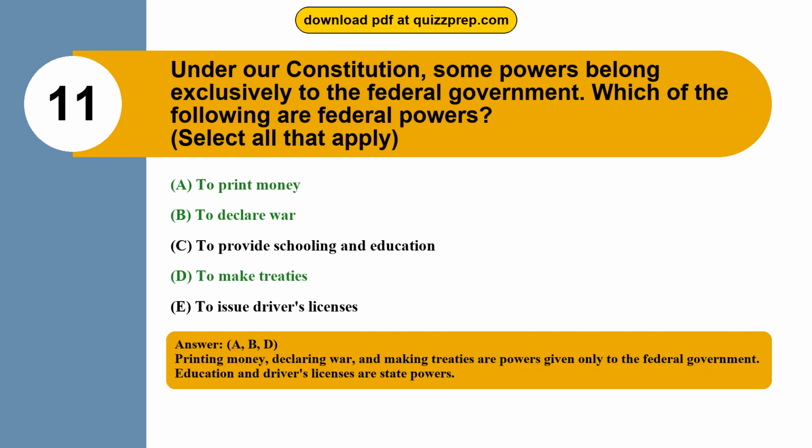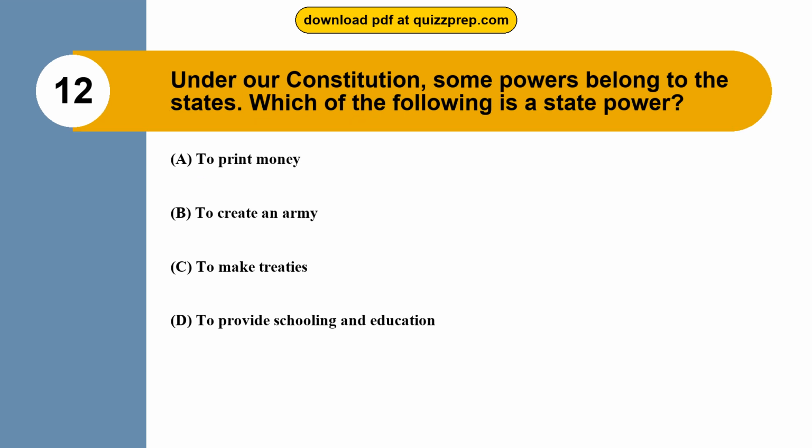Printing money, declaring war, and making treaties are powers given only to the federal government. Education and driver's licenses are state powers. Question 12. Under our Constitution, some powers belong to the states. Which of the following is a state power? Option A, to print money, option B, to create an army, option C, to make treaties, option D, to provide schooling and education. The correct answer is option D, to provide schooling and education.